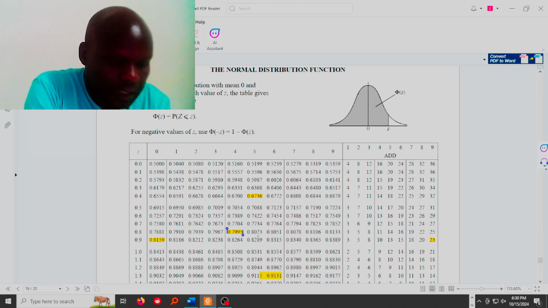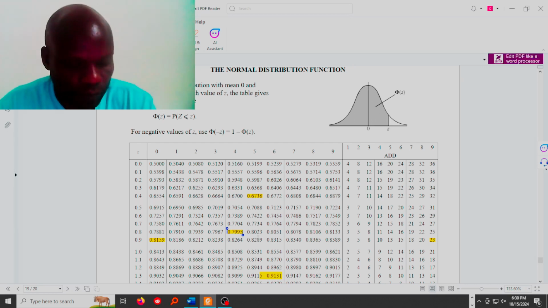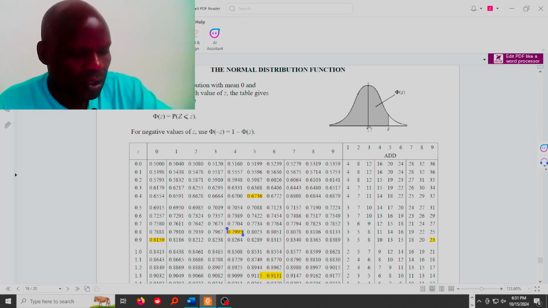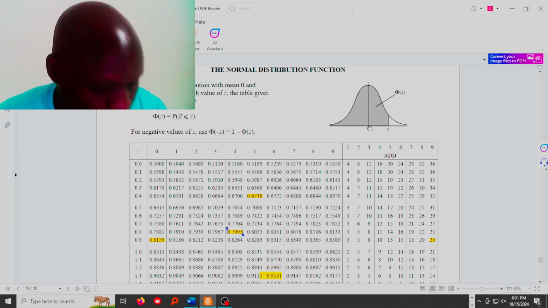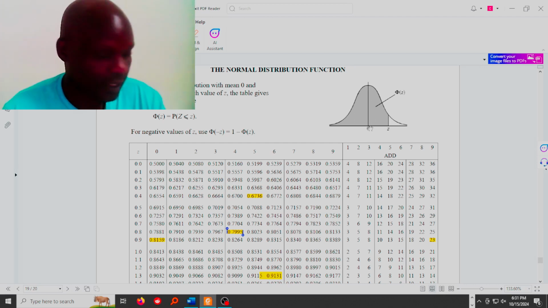But being that it's on the left hand side of our mean, which is 0, in this case, we then take it to be a negative. So the Z value that corresponds to the bottom 20% is approximately negative 0.8416.